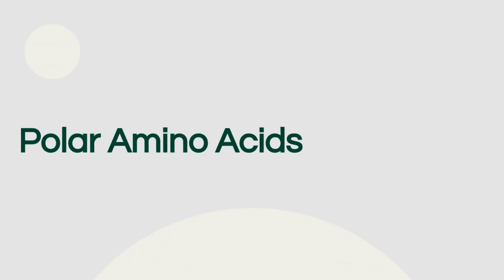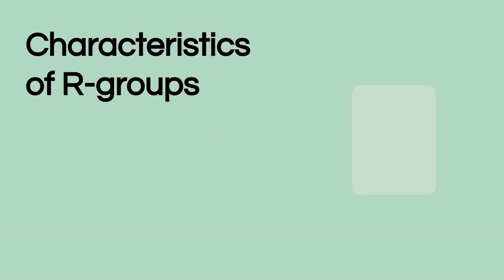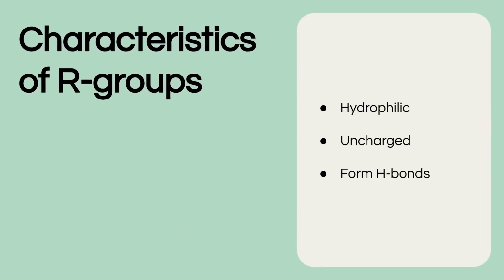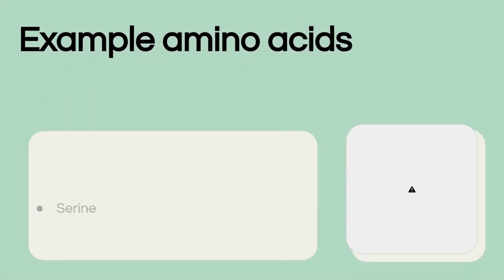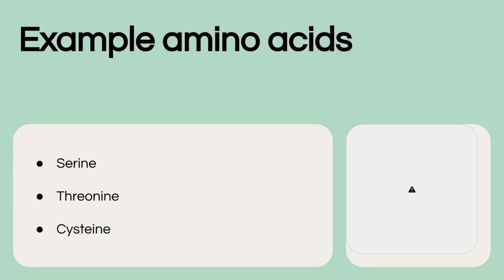Next, we have polar amino acids. These are hydrophilic, meaning they love water. Polar R groups possess functional groups like hydroxyl or amide groups, which allow them to form hydrogen bonds with water. They are typically uncharged but highly interactive. Key examples of polar amino acids are serine, threonine, and cysteine. These are often found on the surface of proteins.